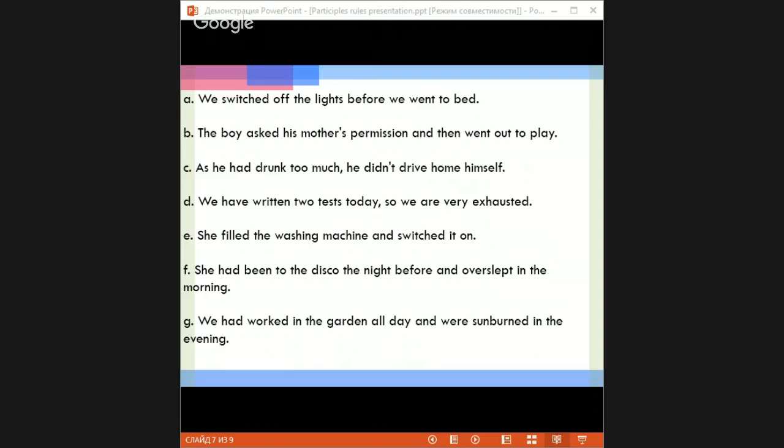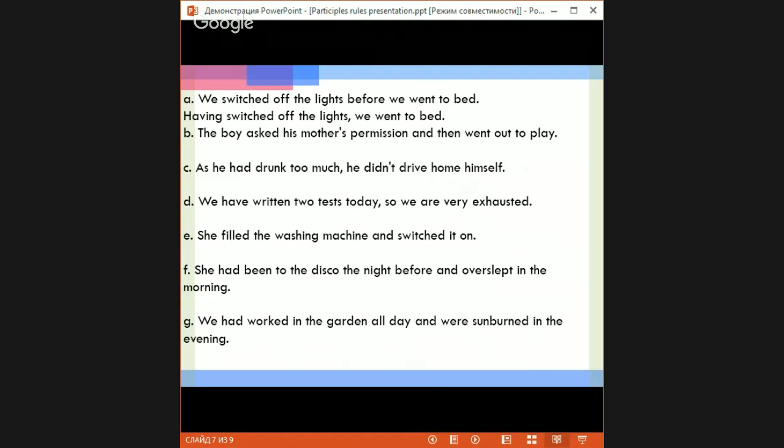I guess you are ready, and we can proceed. Let's look at the sentences. We switched off the lights before we went to bed. So, having switched off the lights, we went to bed.